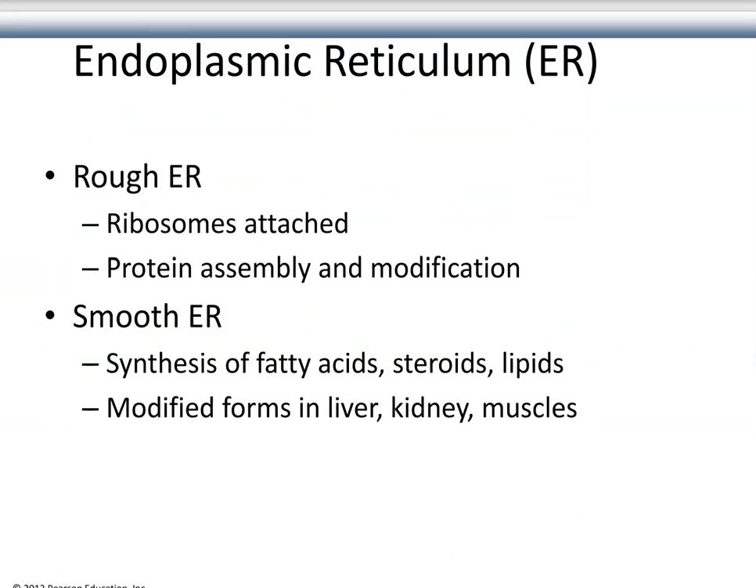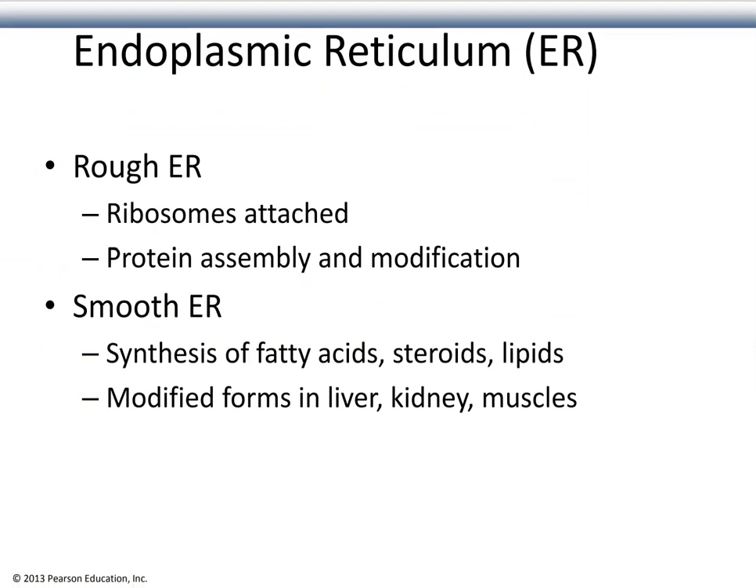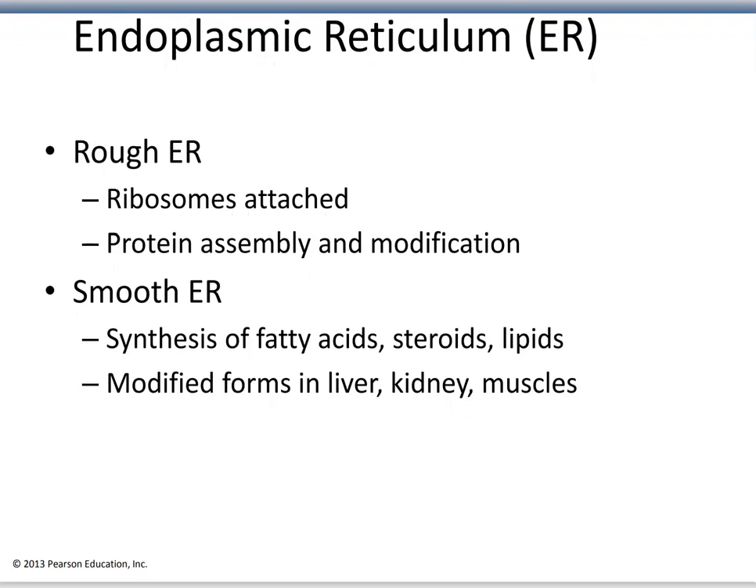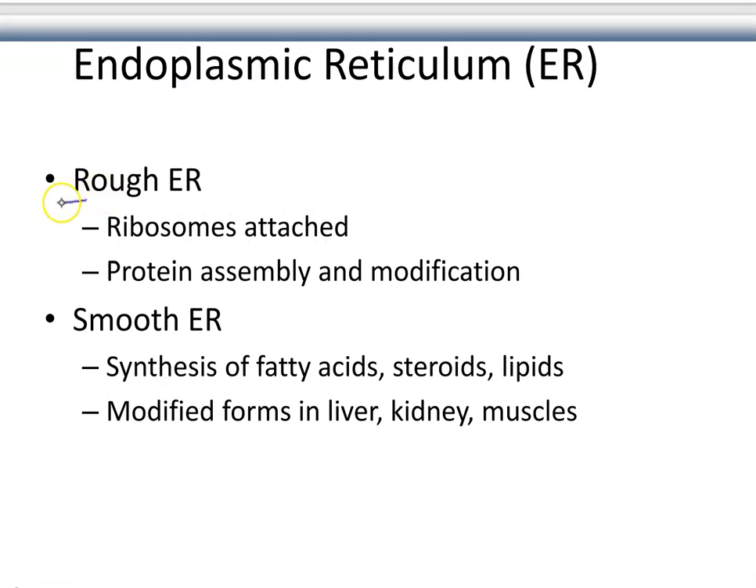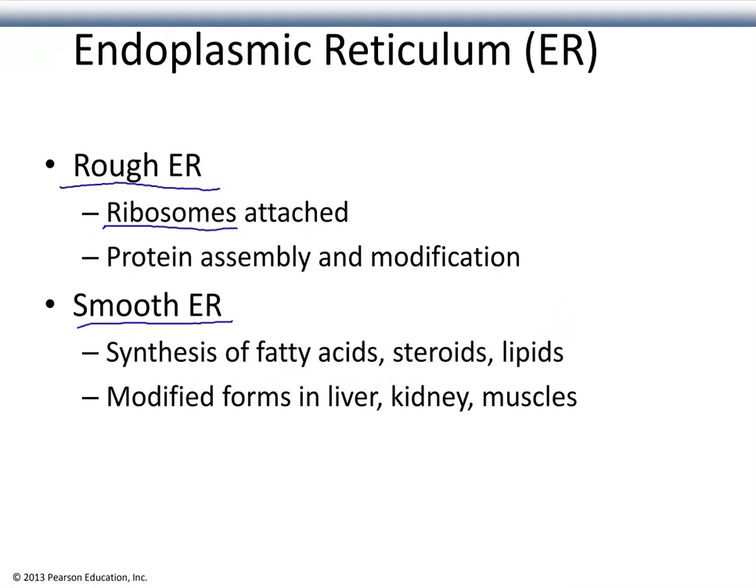Moving on to the endoplasmic reticulum. It's an endomembrane system that's involved mostly with protein synthesis, but also with some fat metabolism. Rough ER has ribosomes on the outside, and that's why it's rough. And there you have protein synthesis, assembly, and modification. Smooth ER doesn't have any ribosomes, and so there we have more lipid metabolism taking place. Synthesis of fatty acids, steroids, and lipids.